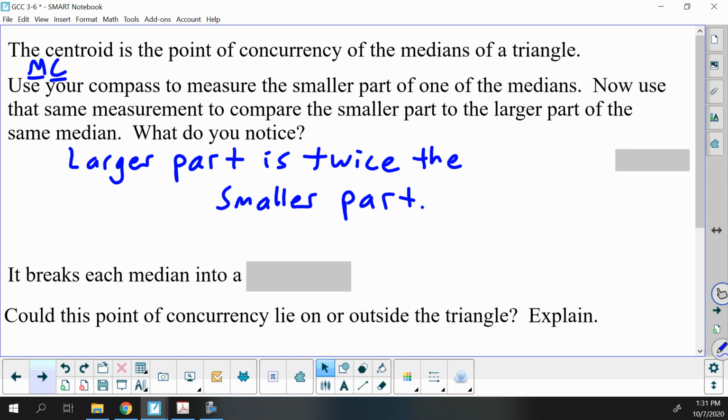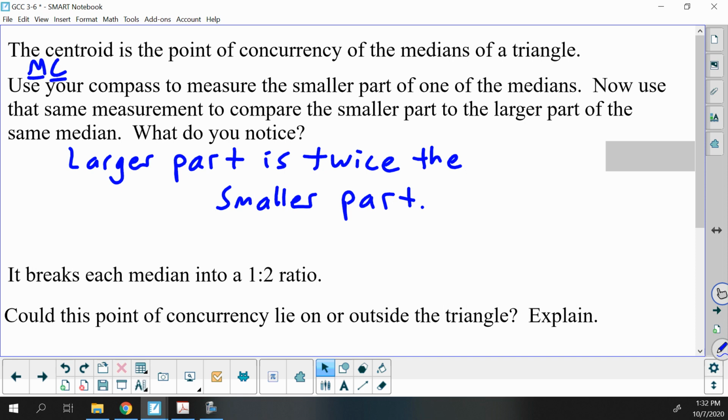So because the larger is twice the smaller, that breaks each median into a 1-to-2 ratio. So we say 1-to-2 because it could be, say, 5 and 10, and 5/10 reduces to 1/2. It could be 6 and 12, that reduces to 1/2. So it's not necessarily 1 and 2, but it's 1 and 2 multiplied by the same thing.